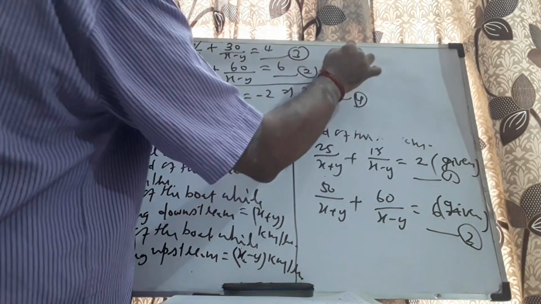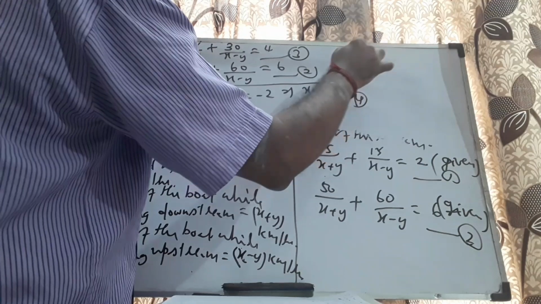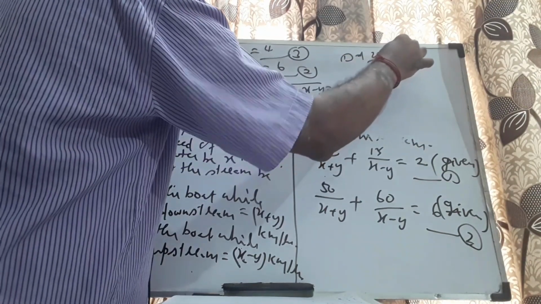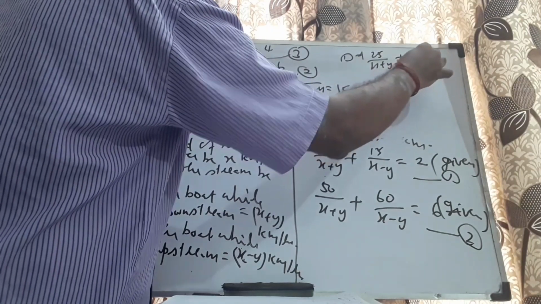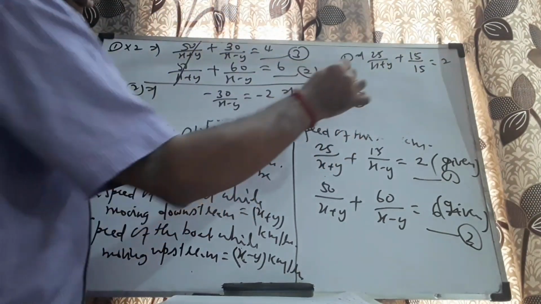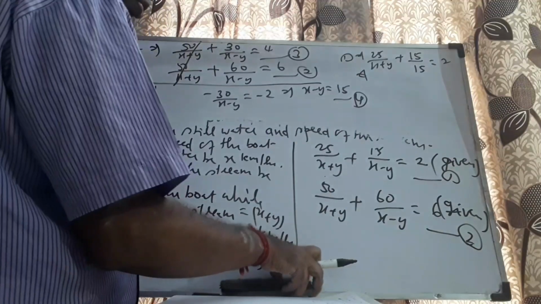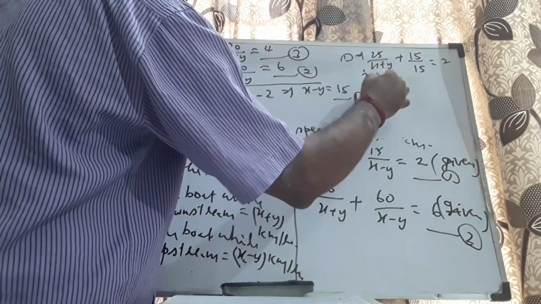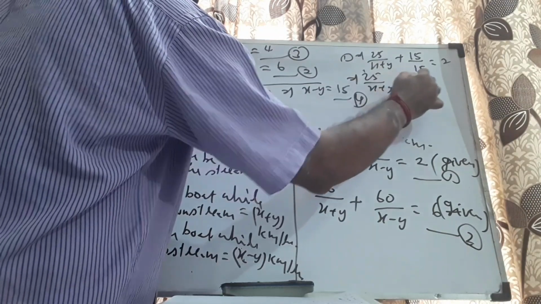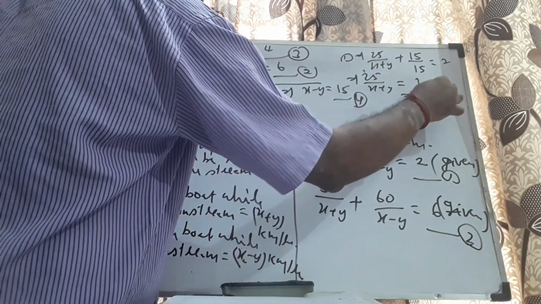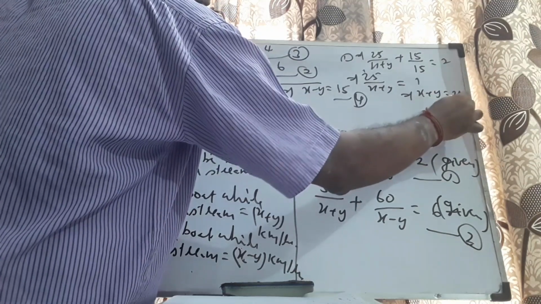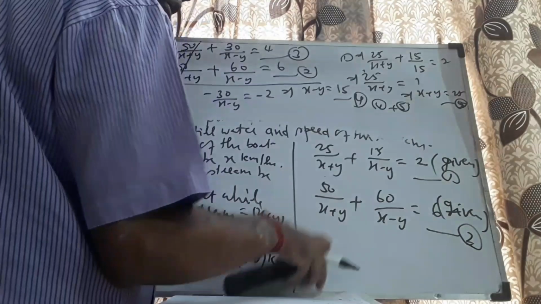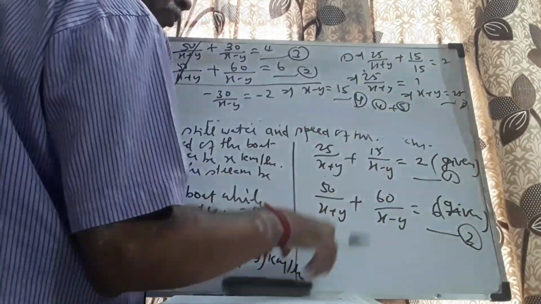Okay, go back to equation 1. What do I get? 25 by x plus y plus 15 by 15 is equal to 2. Okay, which will automatically imply 25 by x plus y, 25 by x plus y, to b is equal to 1, which implies x plus y is equal to 25. Name this as 5. Okay, now add 4 and 5.